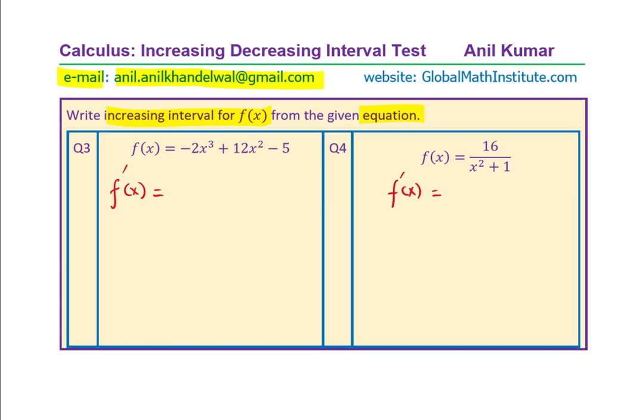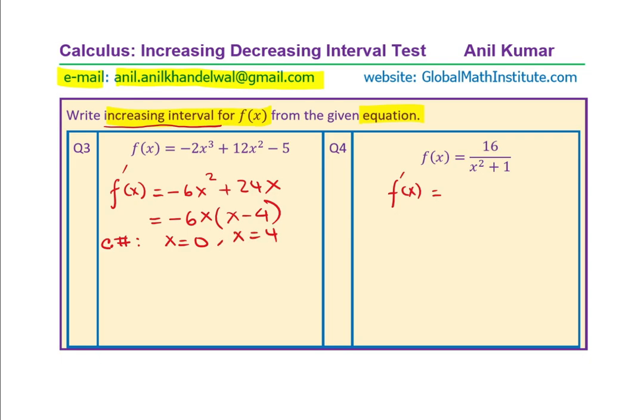Okay, second, rather third and fourth questions. These are relatively simple. You want the increasing interval, so the derivative should be positive. Let's find the derivative first. It is minus 6x squared plus 24x. Now what is common? Minus 6 and x are common, so we get x minus 4. So find the derivative, then the critical numbers. The critical numbers are x equals 0 and x equals 4.